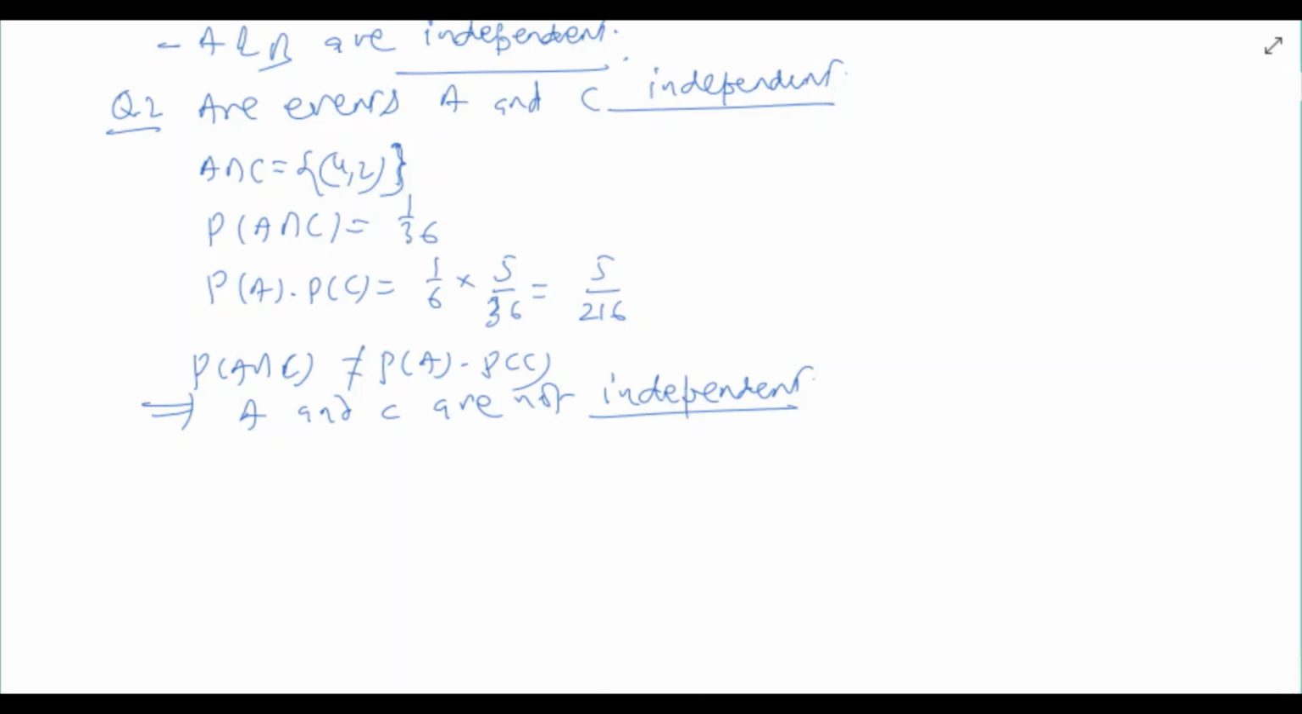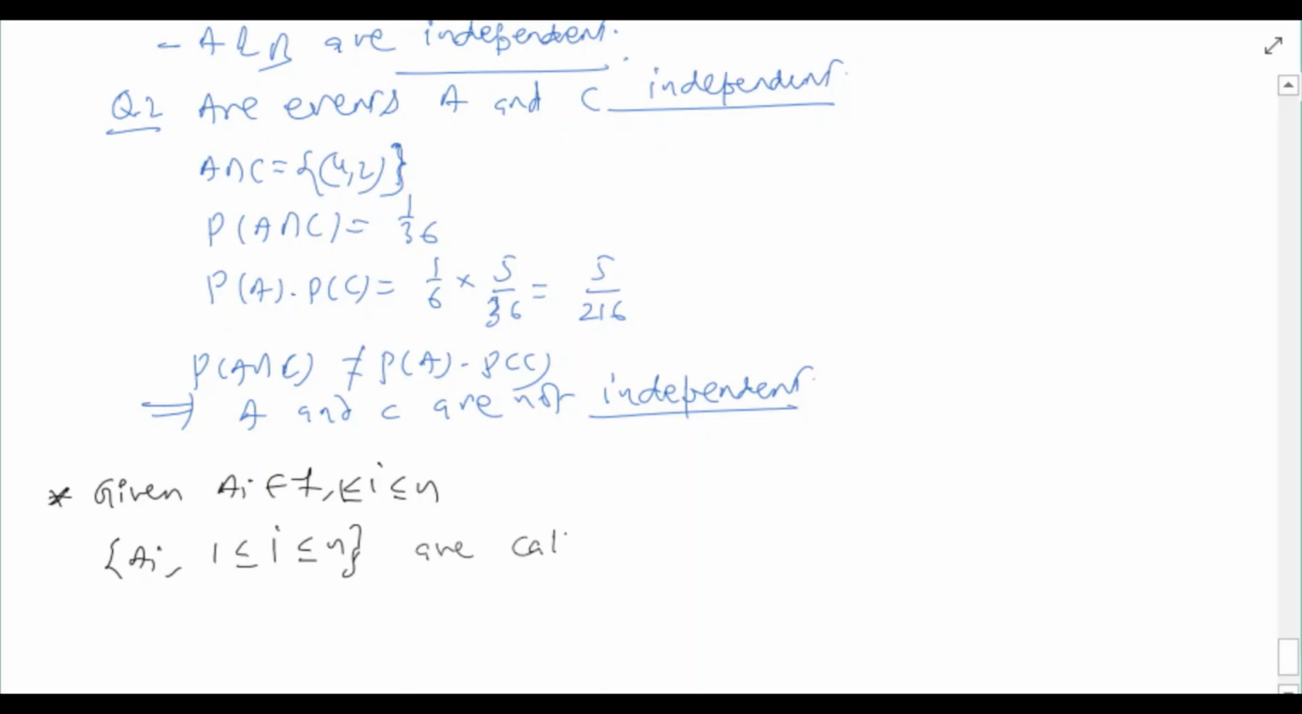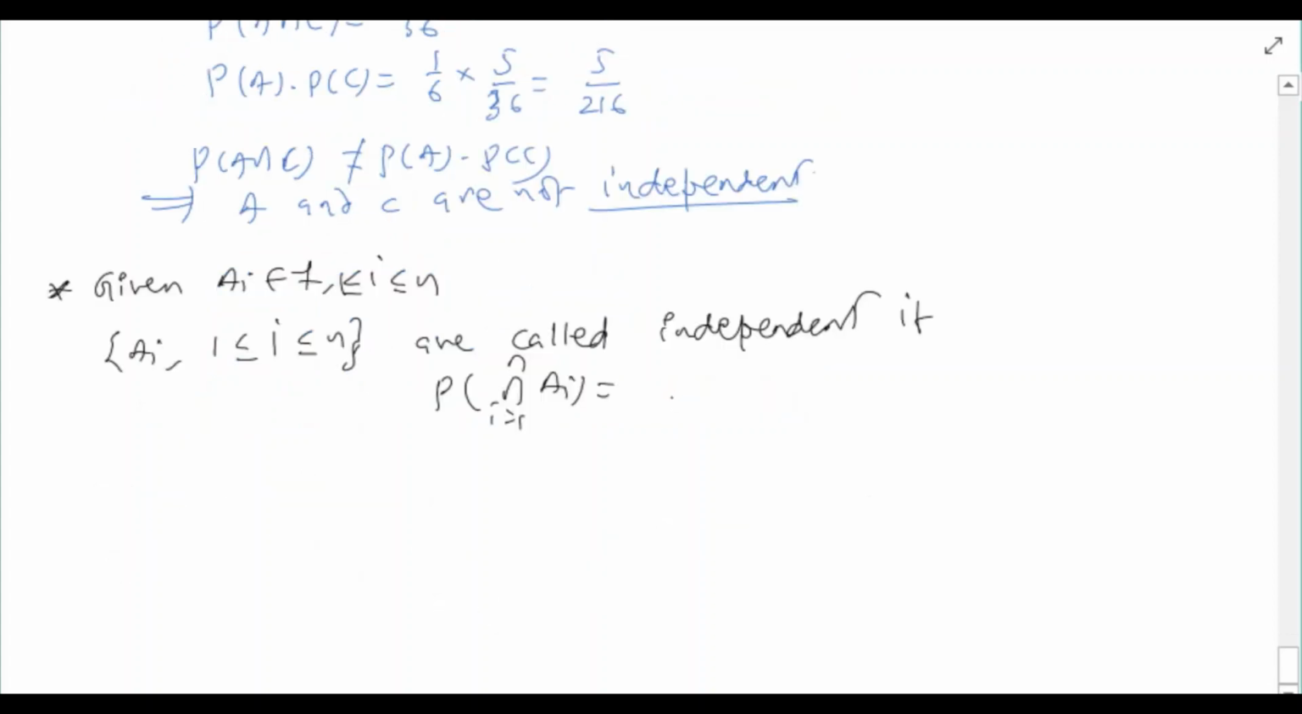Let us now extend this notion of independence to more than two events. Given events A_i, so i is ranging again from 1 to n, these events A_i are called independent if probability of their intersection, that is intersection of A_i for i equal to 1 to n, is the product of their probabilities.